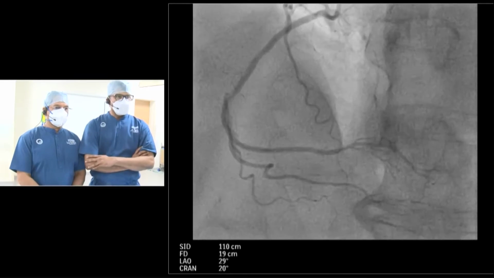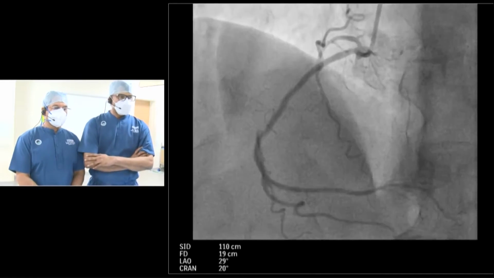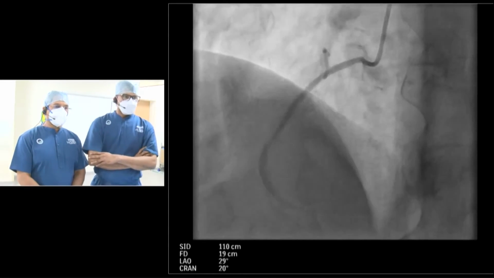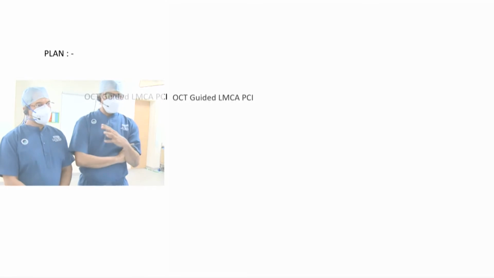This is the right coronary angiogram, and here again the stent is patent and the RCA is flowing well. So this patient has distal left main disease, and in some of the views it looks like the circumflex ostium is also involved, and his previous stents were patent.